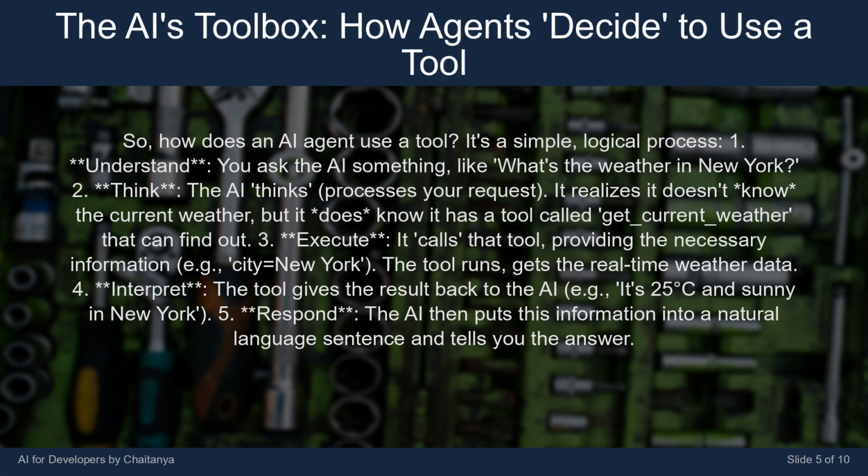3. Execute. It calls that tool, providing the necessary information, e.g., city equals New York. The tool runs, gets the real-time weather data. 4. Interpret. The tool gives the result back to the AI, e.g., it's 25 degrees Celsius and sunny in New York. 5. Respond. The AI then puts this information into a natural language sentence and tells you the answer.